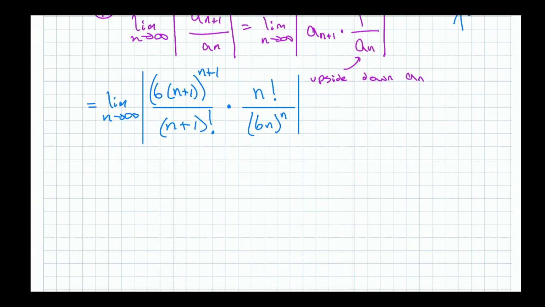Now, there's some stuff we need to do. I do need to group terms and all that kind of stuff, but not yet. What I want to do is, let's just multiply this out first. So 6(n+1) is 6n plus 6, to the n plus 1. So I can clear out some parentheses there. That's nice.